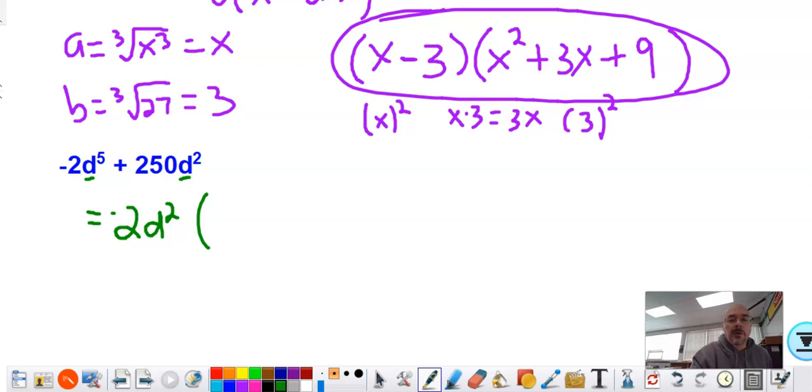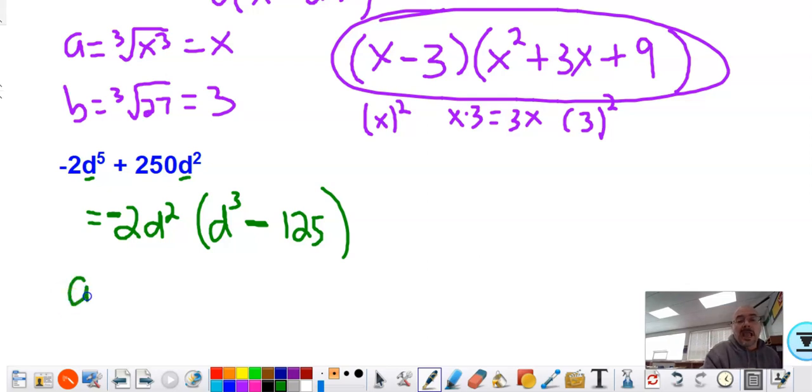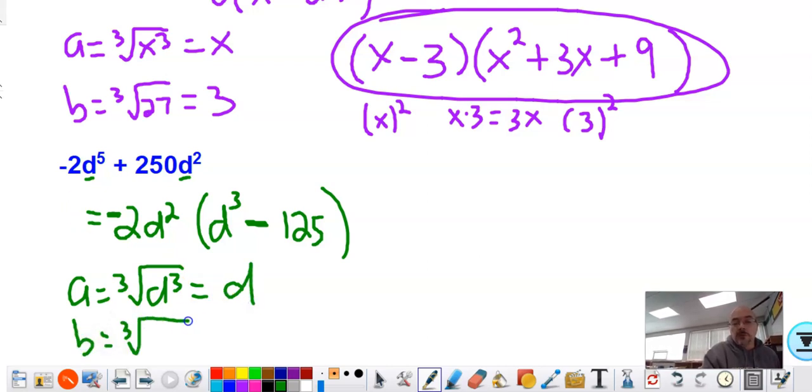Well, it looks like I'm left with a d cubed minus, okay, notice the sign switched. When I pulled out that negative 2, that now is a minus in there. And when I pull out the negative 2 from 250, I get minus 125, and the d squared got pulled out. Now, those are perfect cubes, okay? So a is going to be the cubic root of d cubed, which is d. B is going to be the cubic root of 125, which is 5.